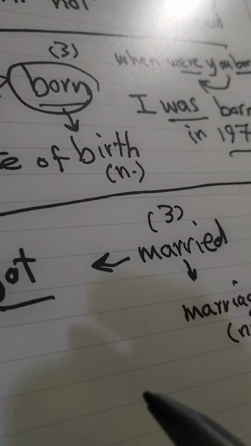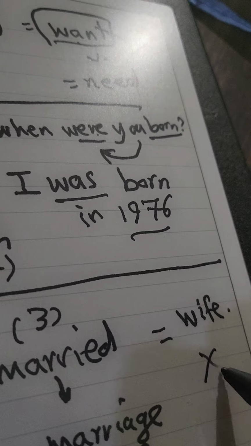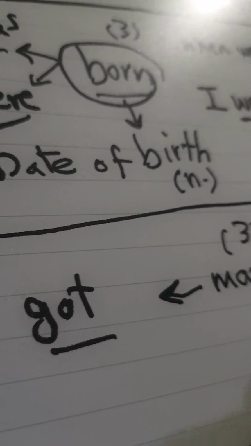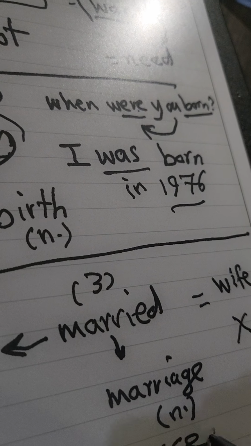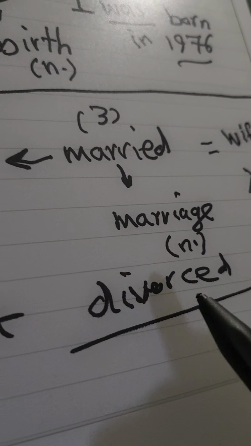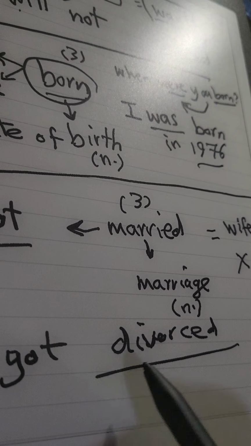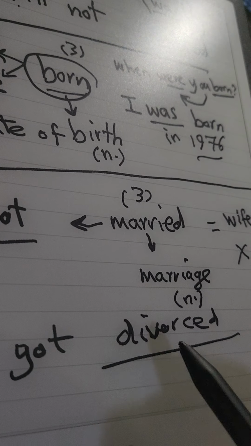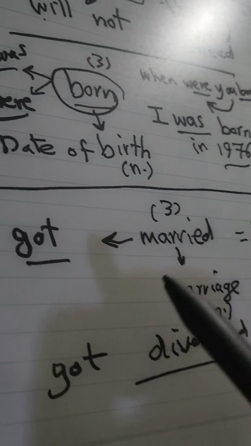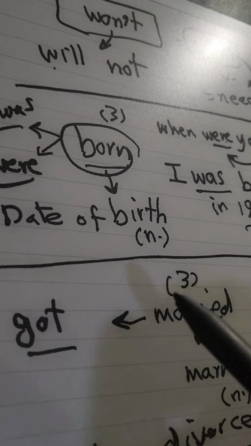If you say no wife, we separated, no wife now, you say got divorced. I got divorced. But don't say I divorced or I married. That's wrong. I got married. He got married. He got divorced. They got divorced. They got married.